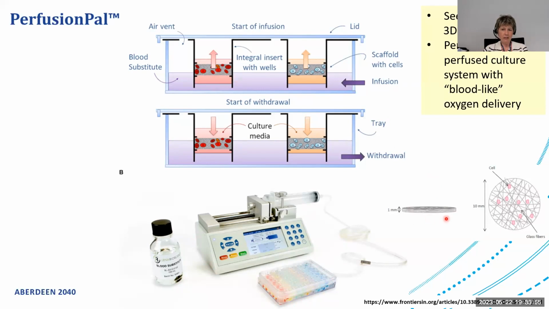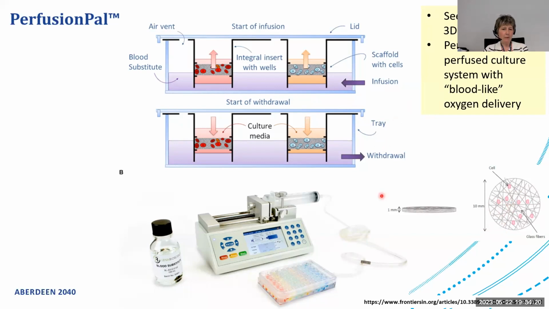And this is what the Seed Easy looks like here. It's 1 millimeter in thickness and 10 millimeters in diameter. And the Seed Easy is comprised of a number of randomly orientated glass fibers, and the cells sit within the glass fibers and can be maintained in 3D.